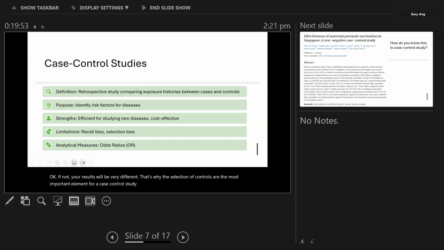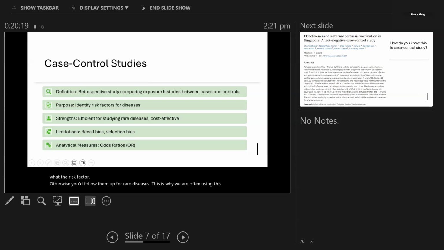The purpose is to identify risk factors for diseases, usually rare diseases. It's very efficient for studying rare diseases and cost effective because you have the cases. You don't have to follow up 1,000, 10,000, 100,000 people to get one case of pancreatic cancer. Now you quickly just look at the pancreatic cancer cases, and then you compare with another group that doesn't have pancreatic cancer, which is very similar, and see what the risk factors are. Otherwise, you have to follow them up for rare diseases. This is why we often use this.